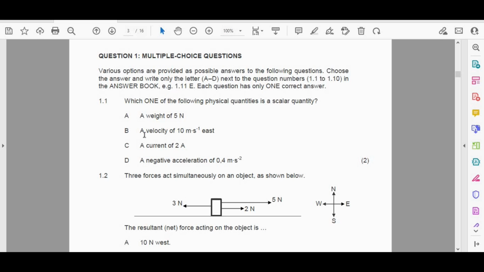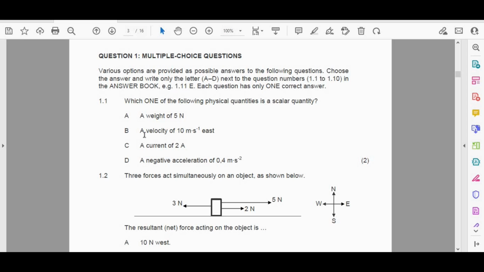The best way to do that is to eliminate the answers that you know and can see are definitely wrong. If you can take away 2 options from the 4, you've got 2 options left. That means you've got a 50-50 chance. Your chances of getting the question right have increased. With that being said, let's look at the first question.